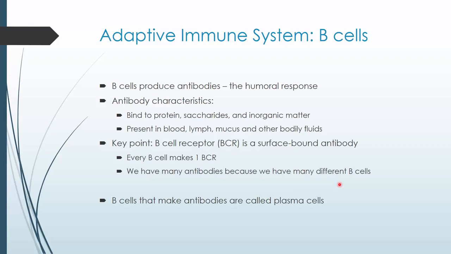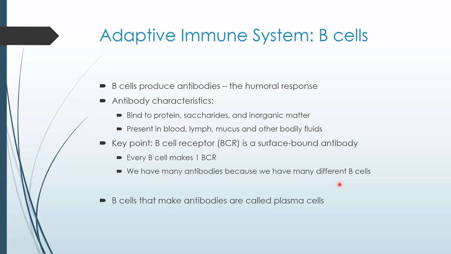A little bit about antibodies. They bind to proteins, polysaccharides, and even inorganic matter. So they're really broadly acting. They're present in the blood, lymph, mucus, and other bodily fluids. So just like complement, they're kind of ubiquitous everywhere. But a key point about the B cells is that the B cell receptor is a surface-bound antibody. And every B cell makes a single B cell receptor.